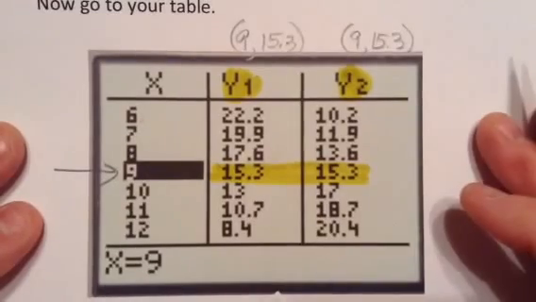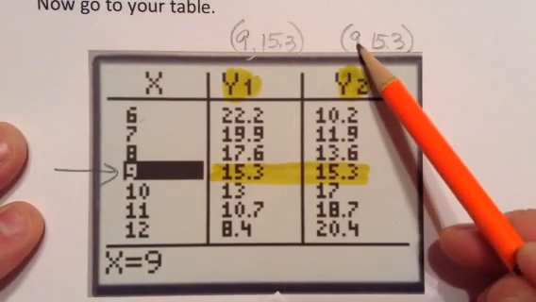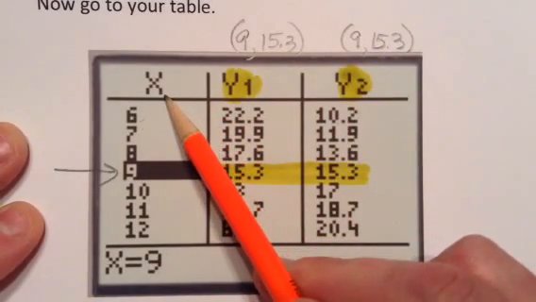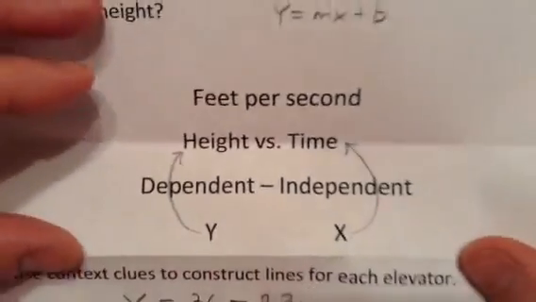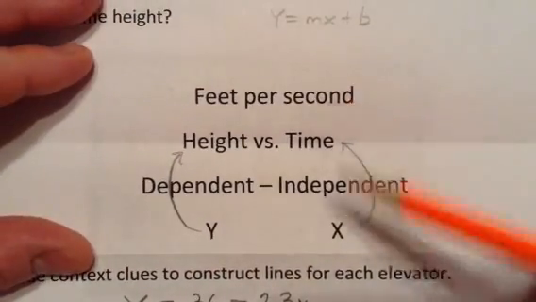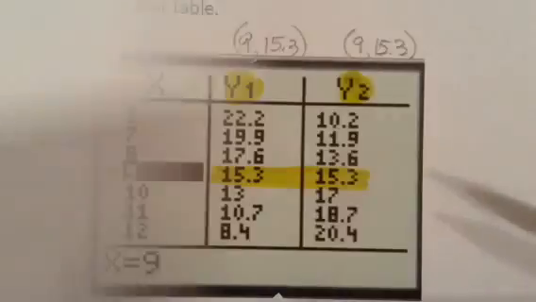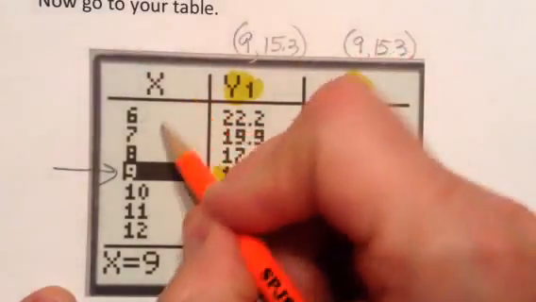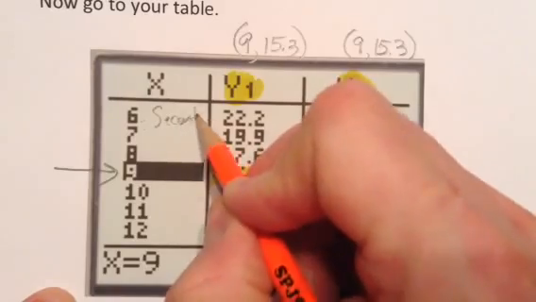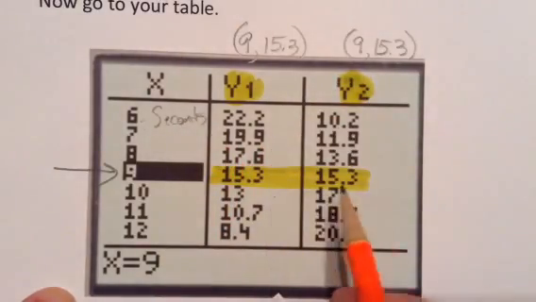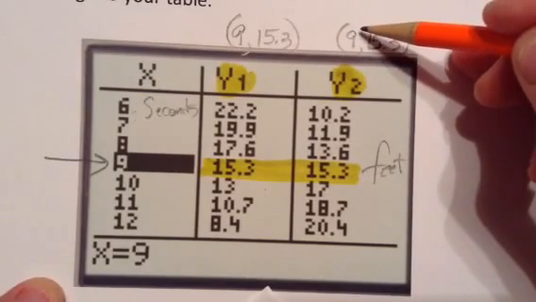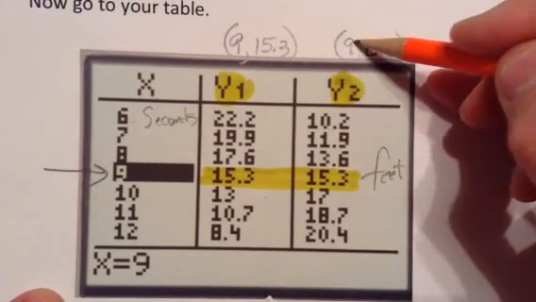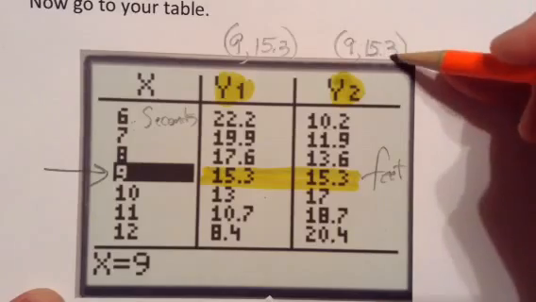Now, a little bonus here. What does 9 represent? You remember? What does x represent? What were the two things we were comparing? You remember? I'll put this sheet back up here. We were comparing height and time. So my x value is the time. So these are my seconds. And this is my height in feet. So that means that the elevators were at the same height at 9 seconds. And the height was 15.3 feet off the ground.